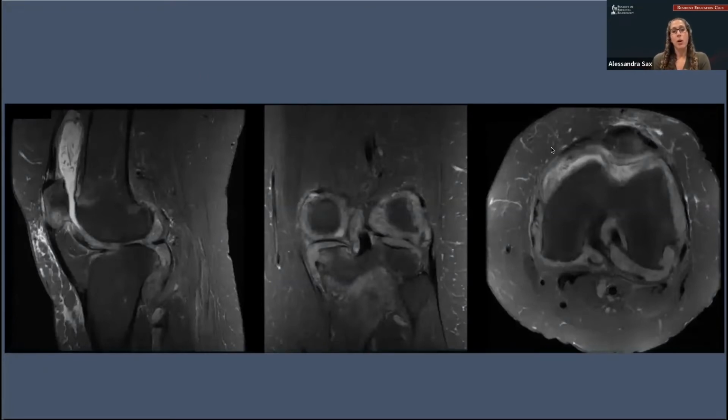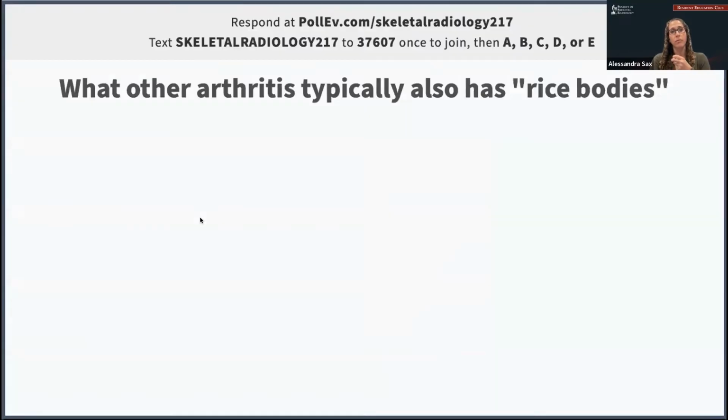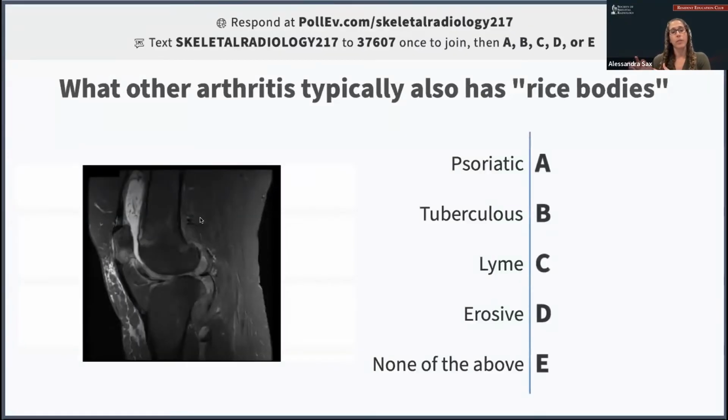This is one of our septic arthritis mimics. So what we can see here is a joint effusion. We've got a thick rind of synovium, and then all of these small, pretty uniform intraarticular bodies. We tend to call those rice bodies. This is a case of rheumatoid arthritis. Our next question is going to be, what arthritis typically also has rice bodies?